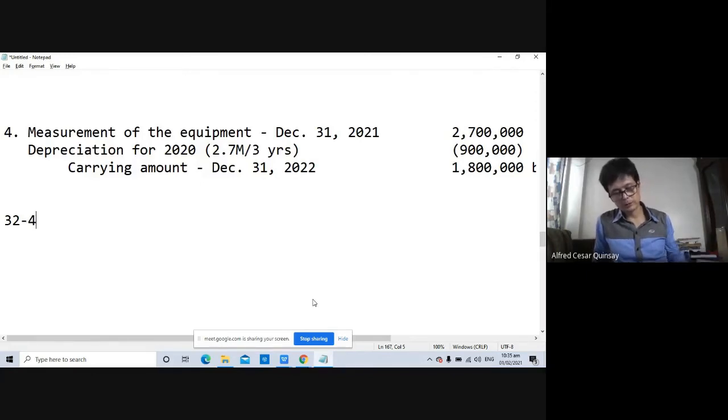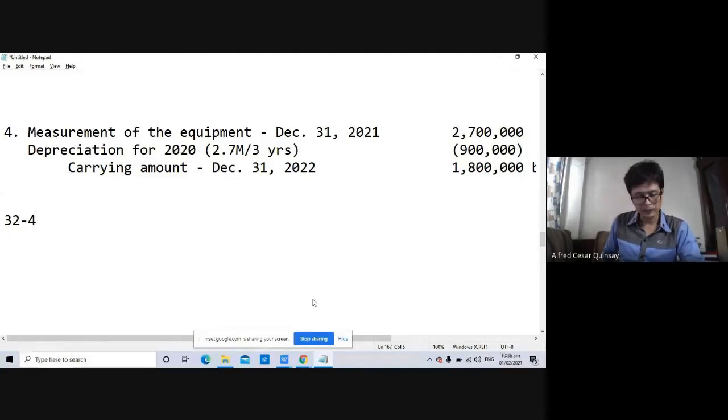So pare-pareho yung tatlo na yun, those are the prerequisites para highly probable, no? The sale is expected to qualify for recognition as a completed sale within 2 years. Hindi na yan. So the answer there is D. That is the incorrect one. Okay, which is the correct answer para dito.